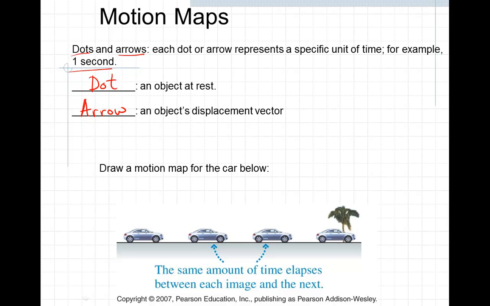Okay, so down here it asks us to draw a motion map for the car below. We're assuming that it's moving to the left. It says that the same amount of time elapses between each image and the next. So here's how we would draw this. Its displacement would look like that. It's being displaced that amount at a certain amount of time, and I would label that with velocities because we're saying that that's happening over a 1 second interval, if you will.